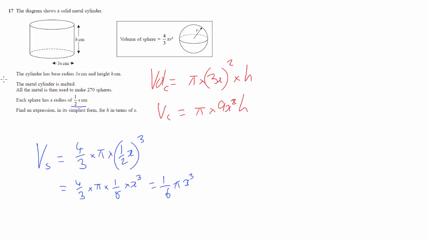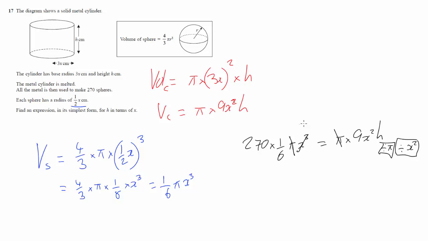Now 270 of these end up being exactly the same as one of those. So 270 times 1/6 pi x cubed should give me pi times 9x squared times h. And so now I'm just going to tidy this up. The first thing I'm going to do is divide both sides by pi, which means I'm going to lose the pi there and lose the pi there. I'm also going to divide it by x squared at the same time to make my life easier. So this x cubed is now just going to become an x, and that x squared is going to disappear.